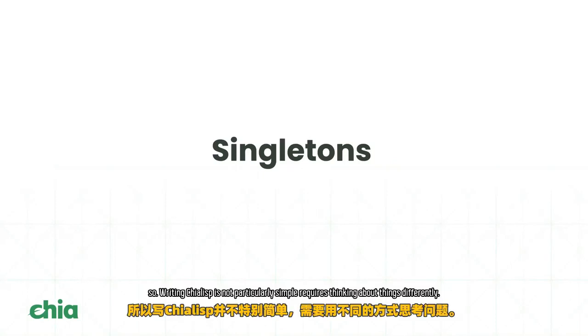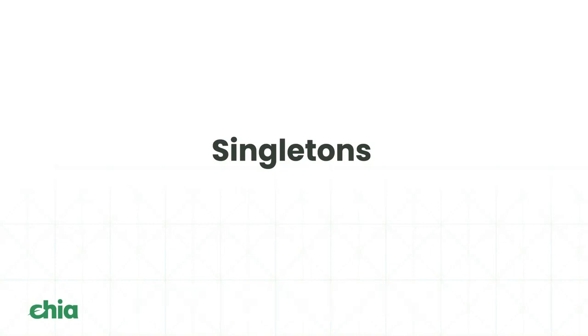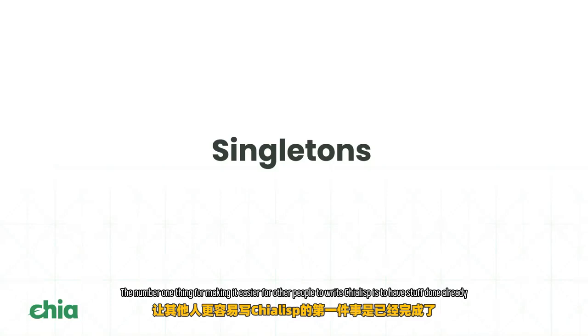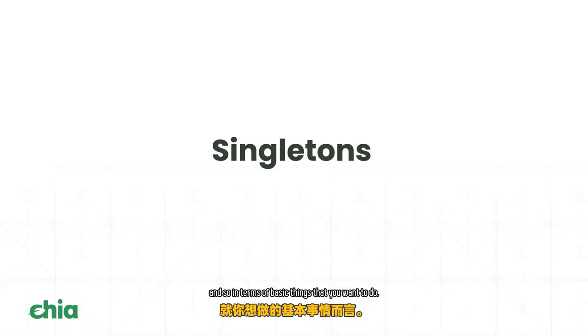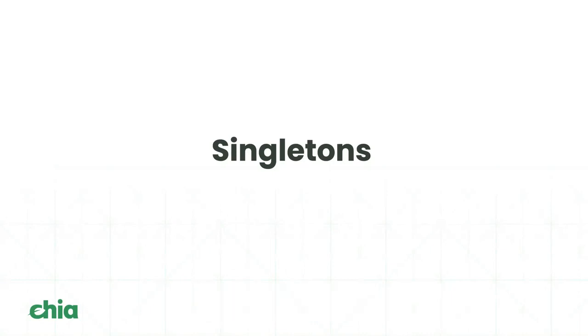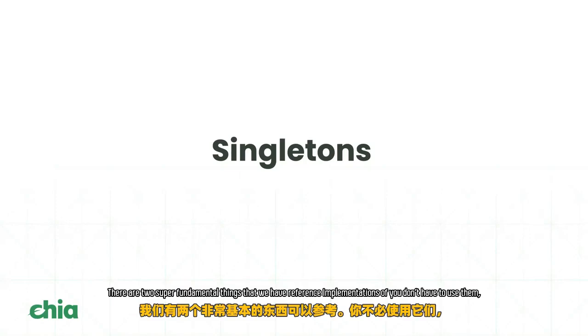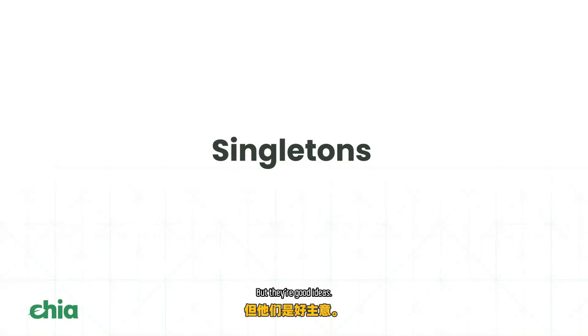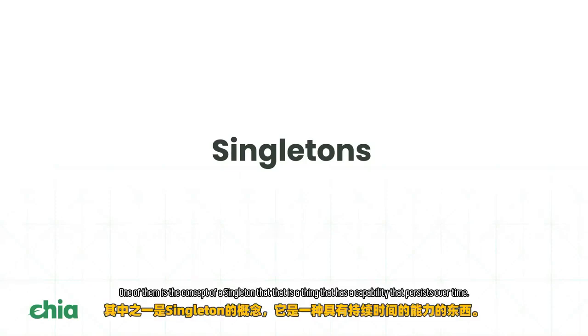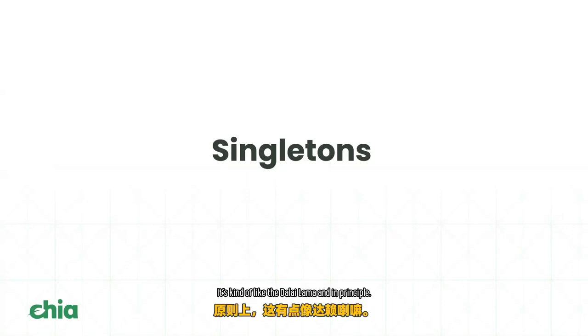So writing Chialisp is not particularly simple. It requires thinking about things differently. The number one thing for making it easier for other people to write Chialisp is to have stuff done already. And so in terms of basic things that you want to do, there are two super fundamental things that we have reference implementations of. You don't have to use them, but they're good ideas. One of them is the concept of a singleton. That is a thing that has a capability that persists over time. It's kind of like the Dalai Lama.